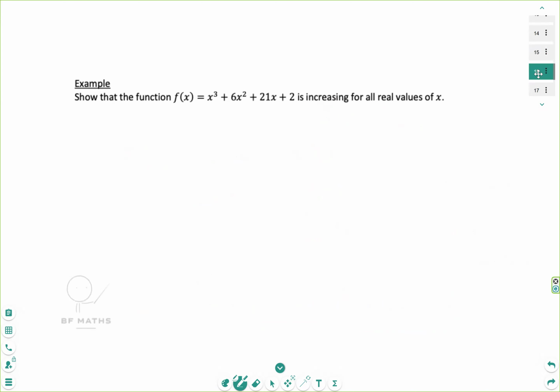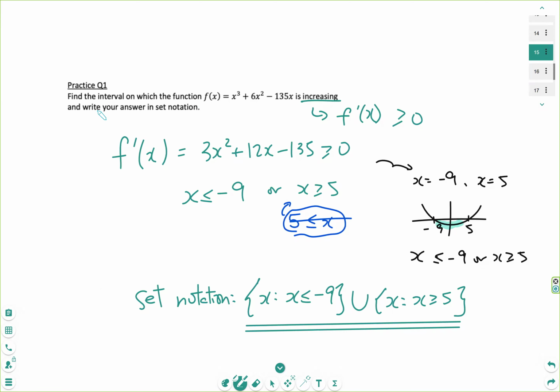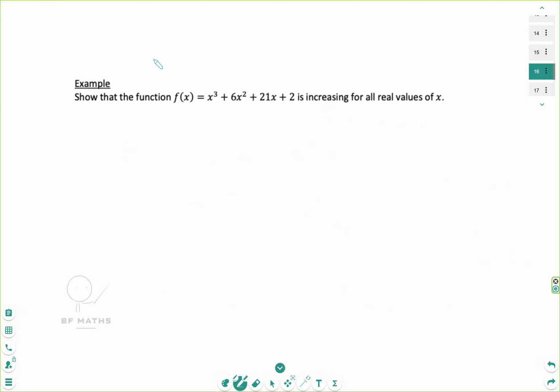So moving on. Example, show. Now this time is different. The previous question was find the interval. This one is show that the function is increasing for all real values of x. Remember, all real values of x could be replaced by x belongs to the set of real numbers.